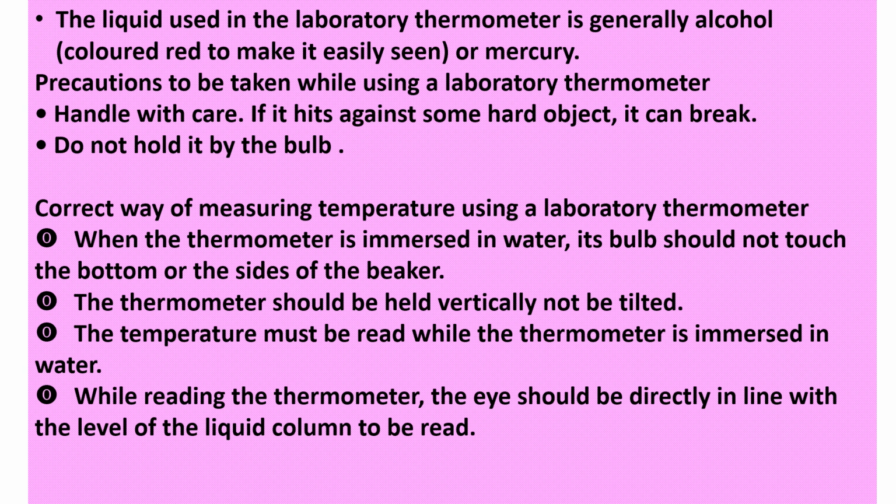The liquid used in a laboratory thermometer is generally alcohol, colored red to make it easily seen, or mercury. Precautions we have to take while using a laboratory thermometer: we have to handle it with care, because if it hits a hard object it can break, and we should not hold it by the bulb.